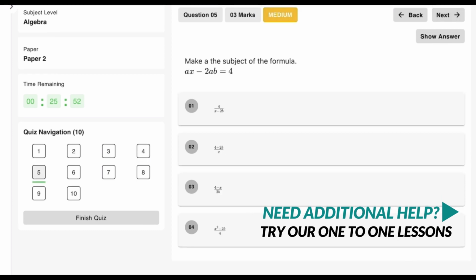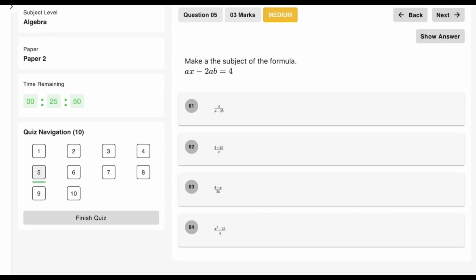And finally, make a the subject of the formula. Okay, so I'm going to factor out the a for this expression. a times x minus 2b is equal to 4. And from here, what I need is to take x minus 2b to the other side. And that brings us to the end of the problem. This looks like expression number 1, so option 1.